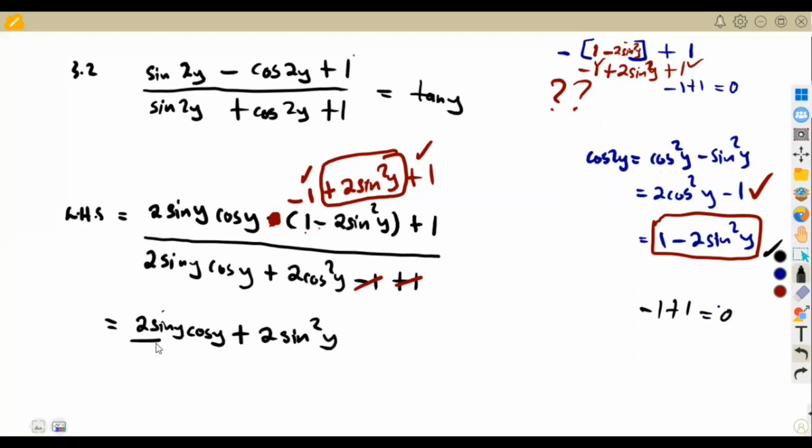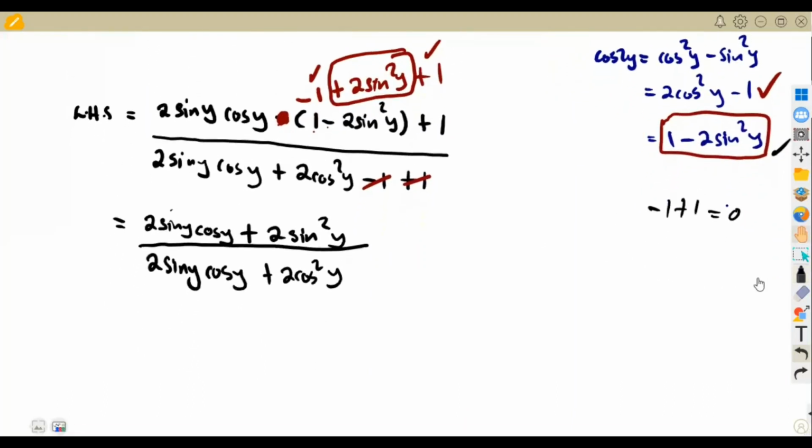So meaning to say, we are going to remain in the denominator now. We are going to remain with this part here, which is 2 sine y cos y plus 2 cos squared y, like this. All right, so this is what you're going to have. As we can see, we can simplify this in further terms. But how?